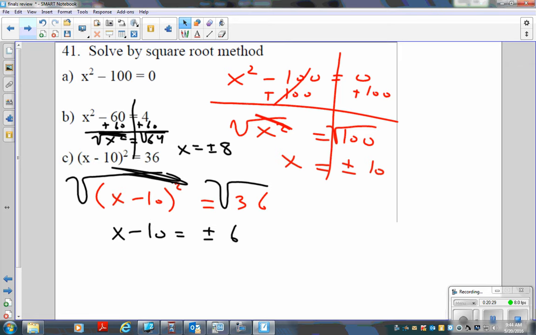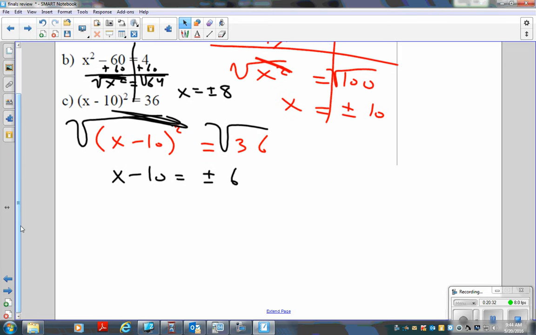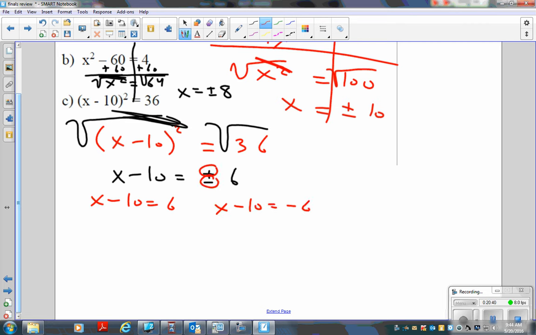Now, that makes it a little bit harder because we have two answers here. We have x minus 10 equals positive 6 and x minus 10 equals negative 6, because we have both of them. So we have to have two separate equations. But they're easily solved. The first one's x equals 16. And the other one's x equals 4.